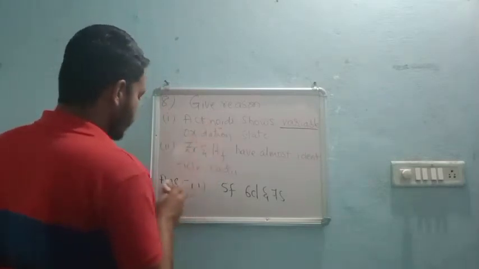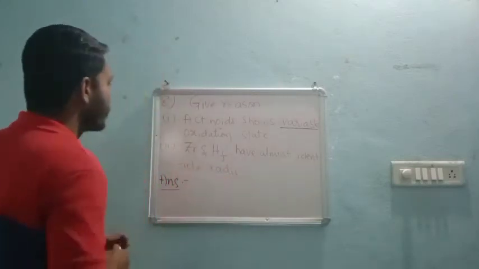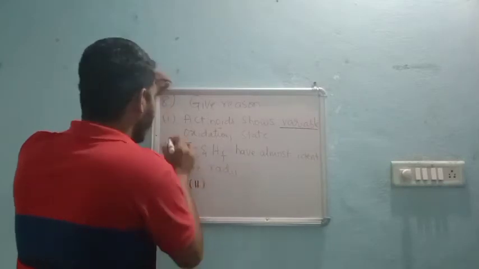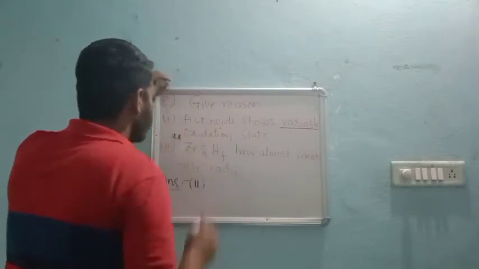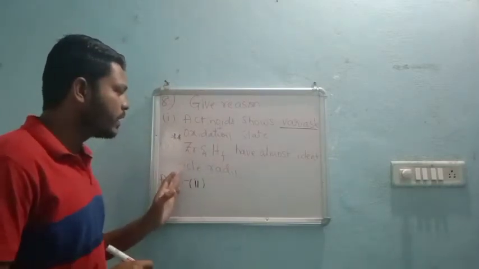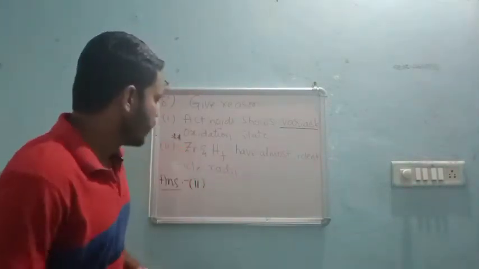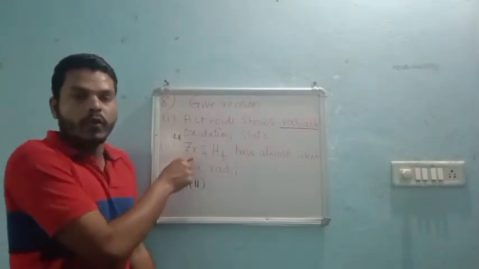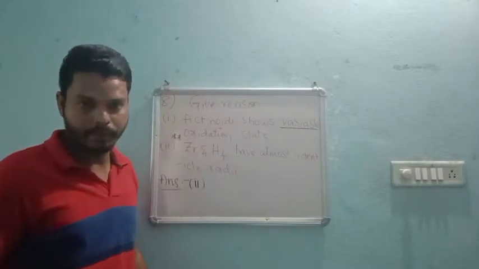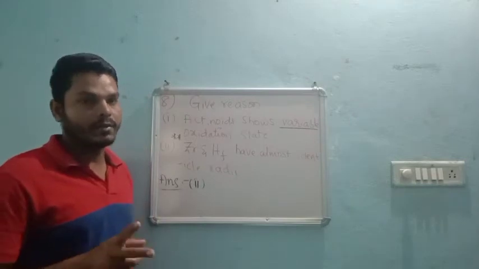So this is about the first answer, number one. Coming to number two, this is a most common question. Most of the time this question has been repeated. Here, this question is all about radius. Zirconium is a 4f series element and hafnium is a 5f series element, right? Zirconium and hafnium are from different series.